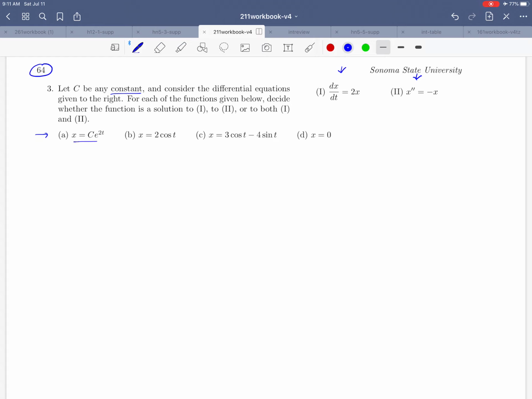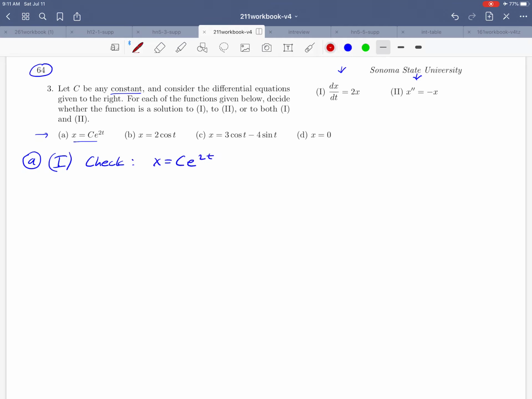x equals c e to the 2t. We want to check first if that's a solution to the first differential equation, and then second if it's a solution to the second one. All right, so we'll start with differential equation number 1, and we would like to check x equals c e to the 2t.